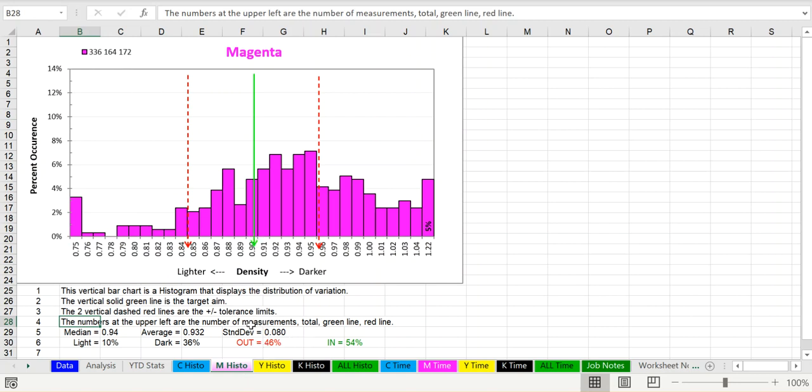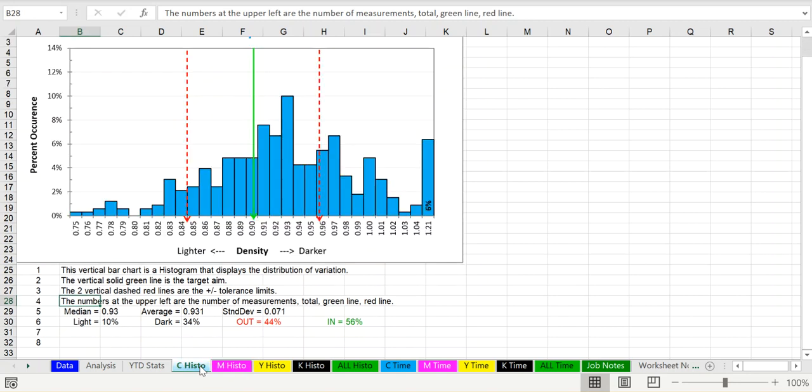336 measurements, and 54% were within specification, 46% were outside of specification, 10% were on the light side, and 36% were on the dark side. When you look at the average of 93 versus 90, you can see we're slightly shifted to the right, and the standard deviation is 0.08.